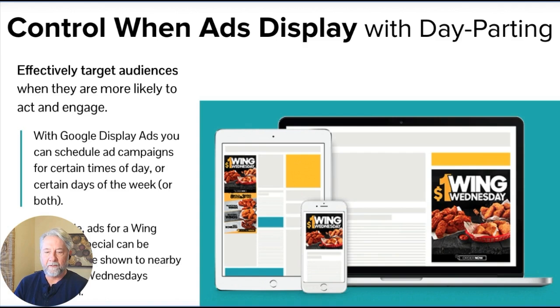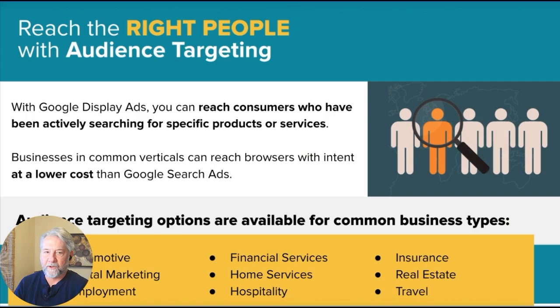You can target audiences and times. So that lunch special, as an example, you could turn on at 11 o'clock in the morning and turn off at 1 o'clock, 1:30 in the afternoon. The ads only show, you're only charged for ads during that time period because it's a lunch special. So it's very easy to do. So you can target the right people.